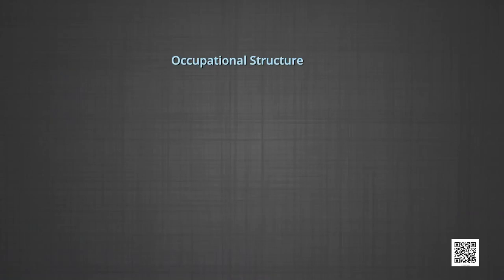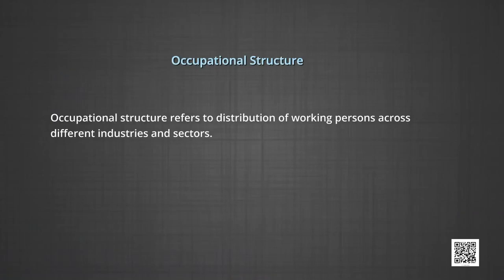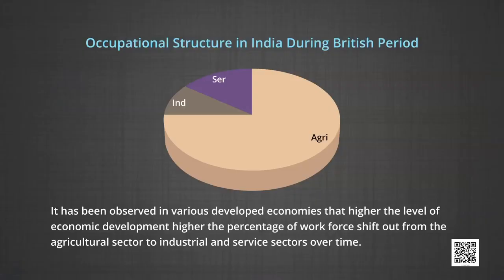Come to the point, occupational structure. Occupational structure refers to distribution of working persons across different industries and sectors. It showed little sign of change during British rule. The agricultural sector accounted for the largest share of workforce, which usually remained at a high level of 70 to 75%, while the manufacturing and the service sectors accounted for only 10 and 15 to 20% respectively.